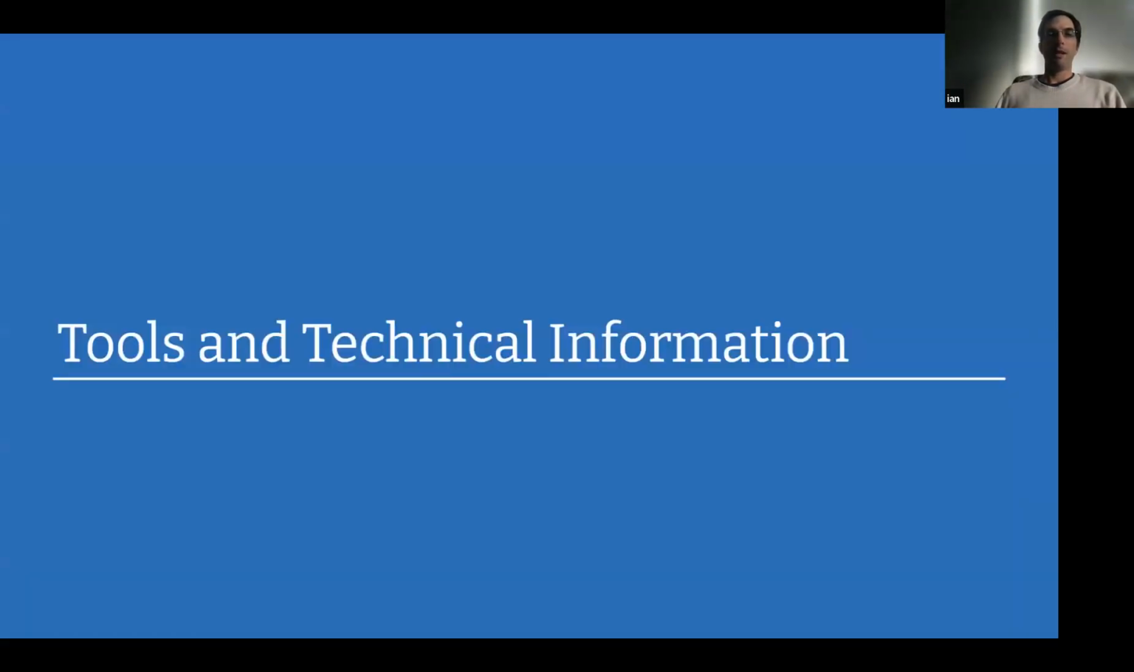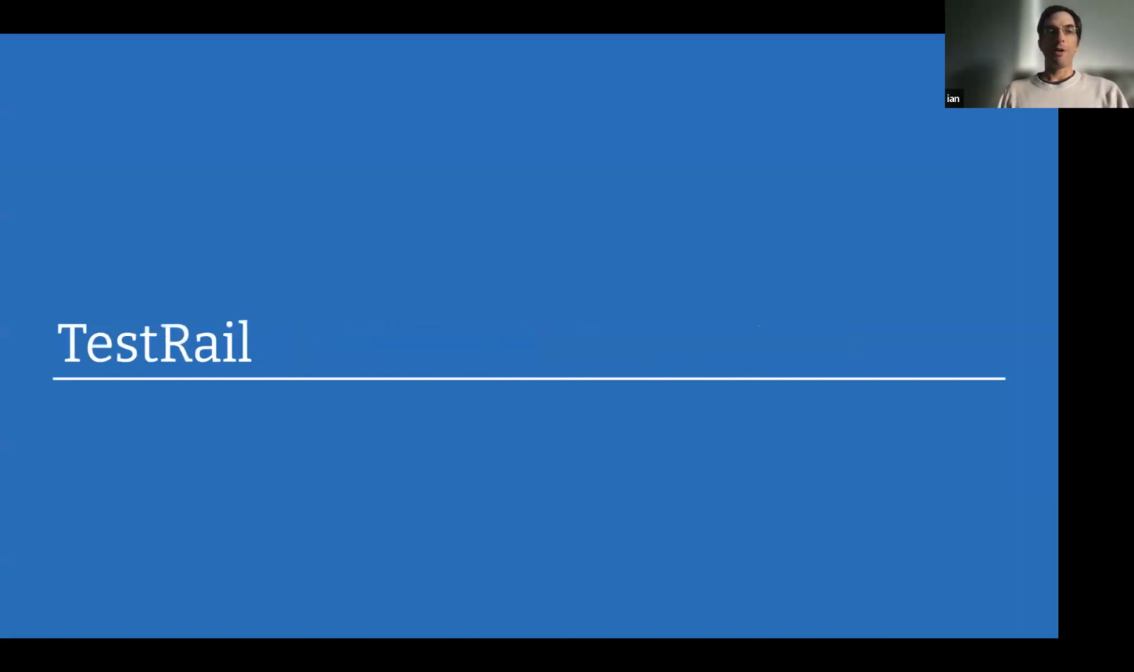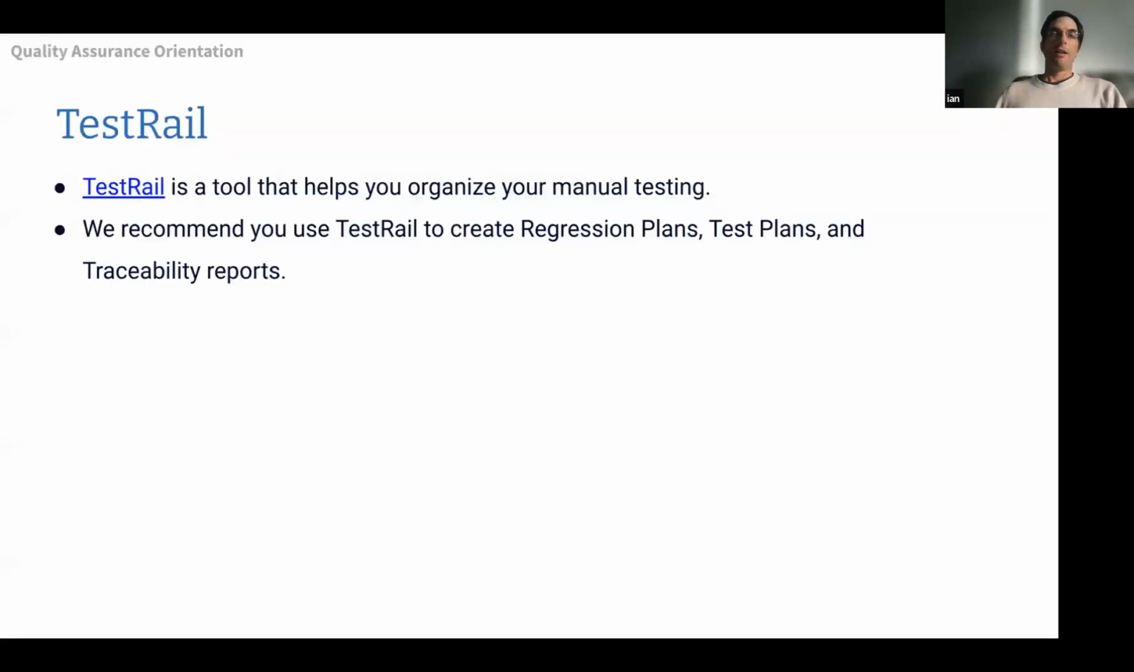Now, I want to take a little bit of time to talk about tools and technical information that will help you prepare yourself for the staging review, for generating QA standards, and for just making sure that your product is as robust as possible. The first tool is something called TestRail. Now, we talked earlier briefly about your test plan and your regression plan and the traceability reports. And we didn't specify the form in which these need to be generated. One tool that can help you generate them is TestRail. It basically helps you organize manual testing of a product. And this is the recommended product on the platform. And as I alluded to a moment ago, it can create regression plans, test plans, and traceability reports.